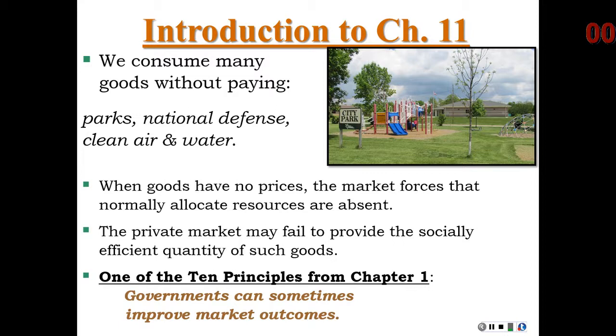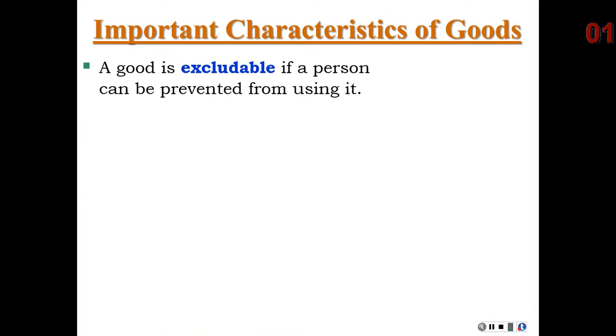And we're going to look at two specific circumstances where this may be true in society. The first thing we need to do, though, is to divide goods and services in our economy into four categories. Okay, we're going to divide them into four categories based on two different questions.